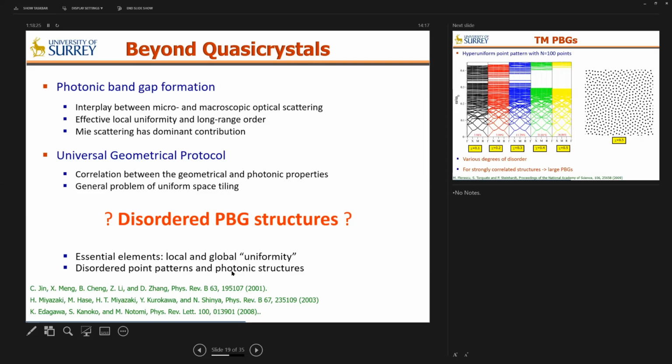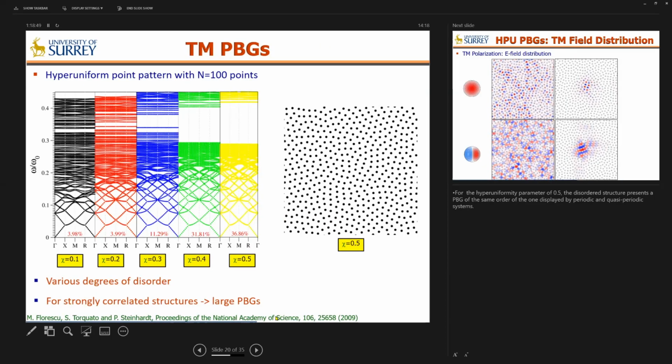And I want to mention at this point that our discussion is related to generic classes of photonic band gap material rather than very specific examples of accidental structures which present photonic band gaps, as referenced in the papers over here. So our approach is quite simple. We distribute points in space in a disordered fashion, and then we associate with each position of a given point the presence of a dielectric cylinder.